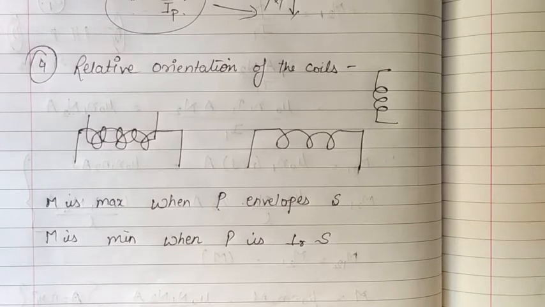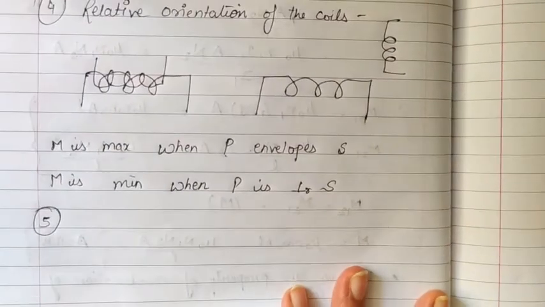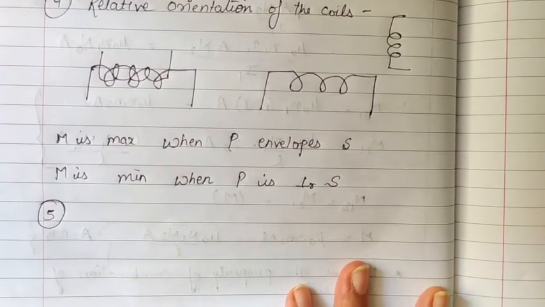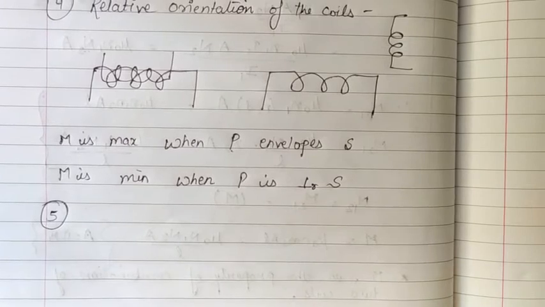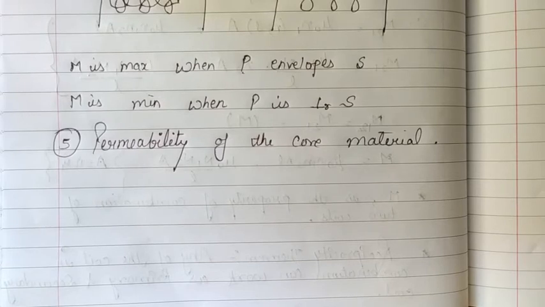Now the last but not the least is the fifth factor, that is permeability of the core material. This we have also talked about at the time of self inductance. It is same in this case. If the two coils are wound over an iron core of relative permeability mu r, then their mutual inductance increases, and it will be mu r times of its initial value.